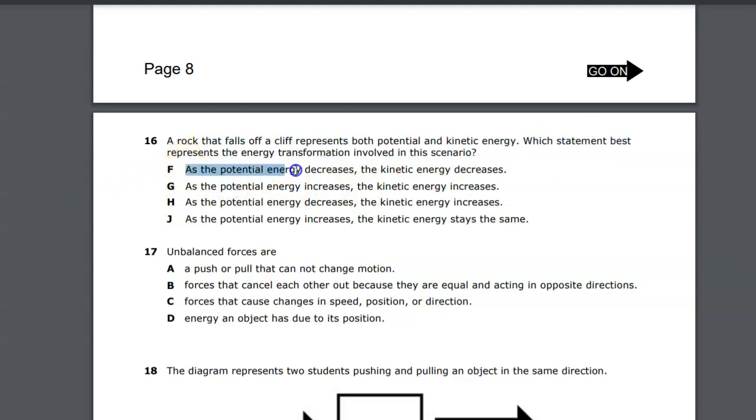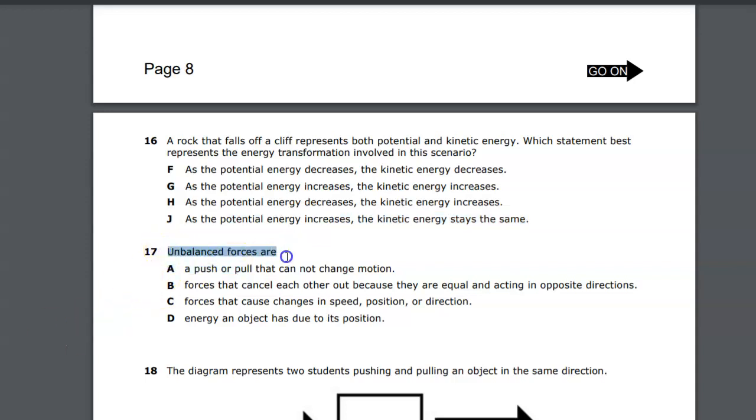Is it F, as the potential energy decreases, the kinetic energy decreases? Is it G, as the potential energy increases, the kinetic energy increases? Is it H, as the potential energy decreases, the kinetic energy decreases? Is it J, as the potential energy increases, the kinetic energy stays the same?